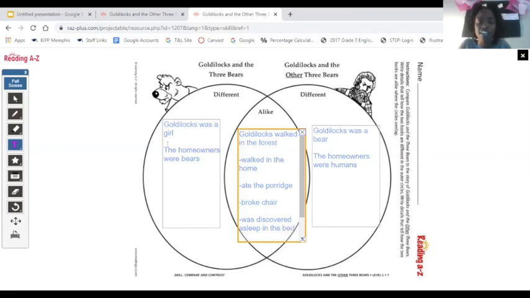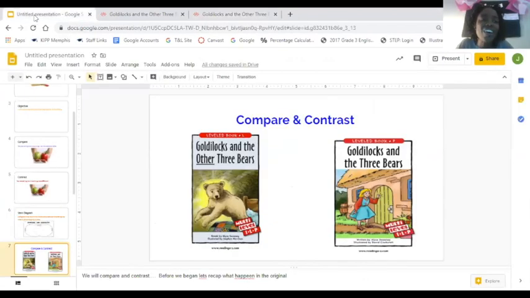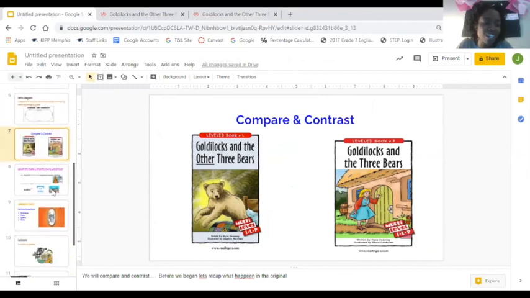All right, now that we have completed our Venn diagram, it shows that we have compared and contrasted 2 different texts, which meets our objective. So awesome job comparing and contrasting today. Remember, in the future, when you're comparing and contrasting, compare means to tell how they are the same. Excellent. Contrast means to tell how they are different. Way to go. Now, let's look at our challenge for this week.